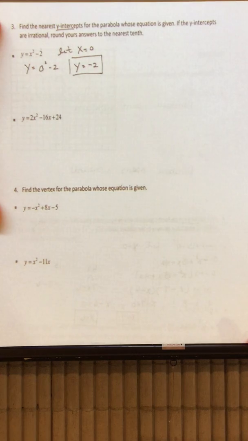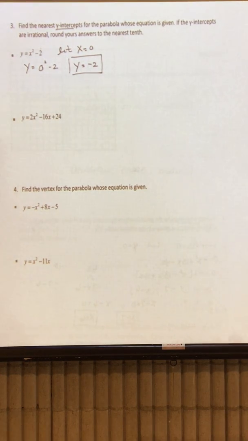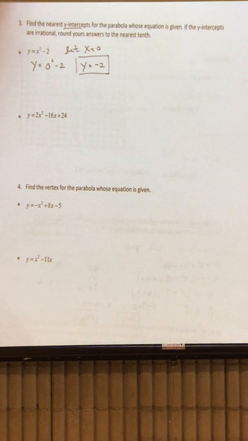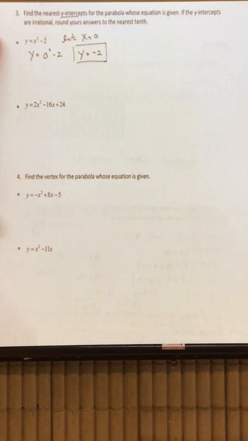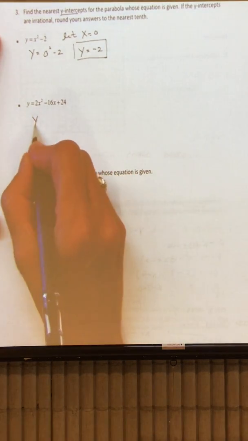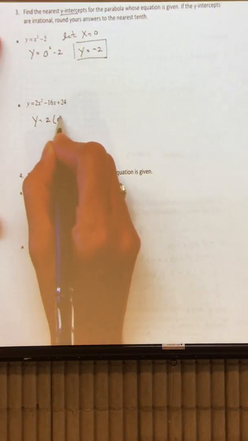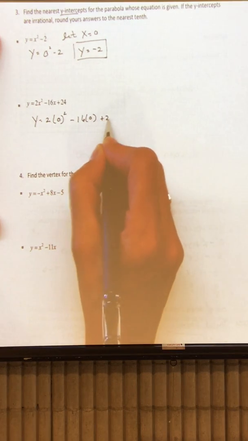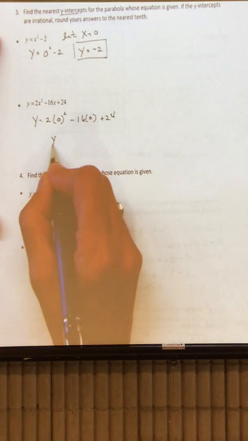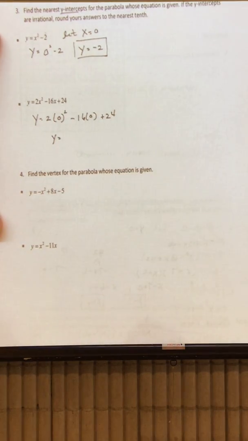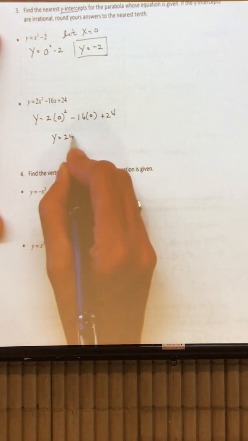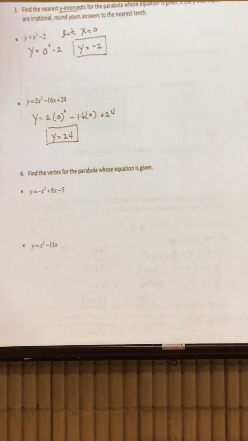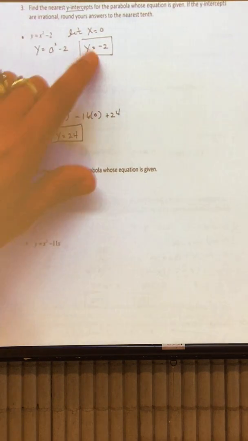That is our y-intercept. For the second part of number 3, we have y is equal to 2 times 0 squared minus 16 times 0 plus 24. Therefore, our y-intercept is equal to 24. So these are our y-intercepts, 24 and negative 2.